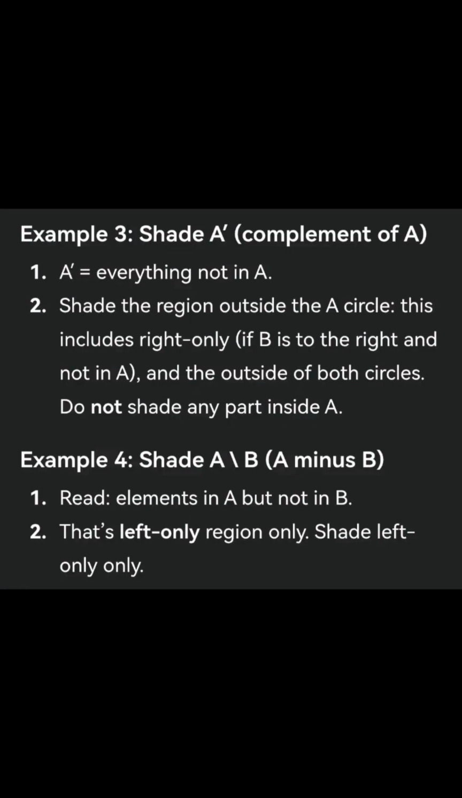Now, shade the region outside the circle. This includes the right only, if B is not in A, right? And then the outside of both circles. That's what I've explained earlier.